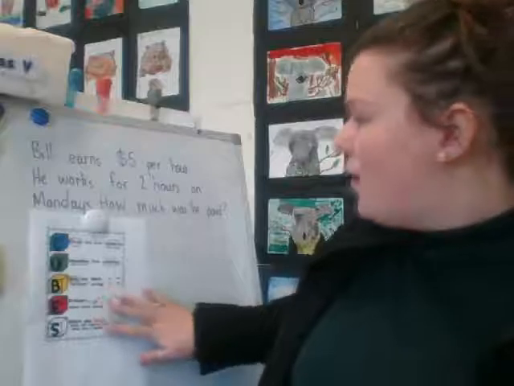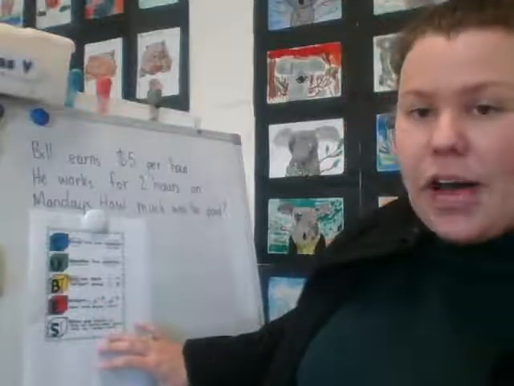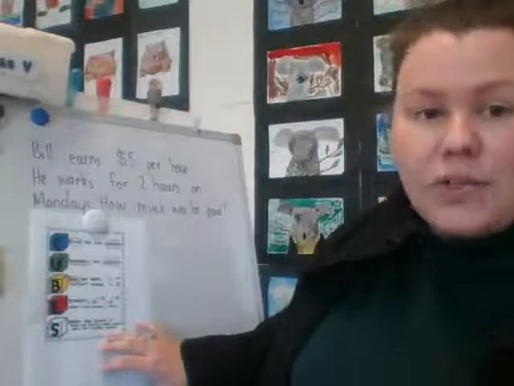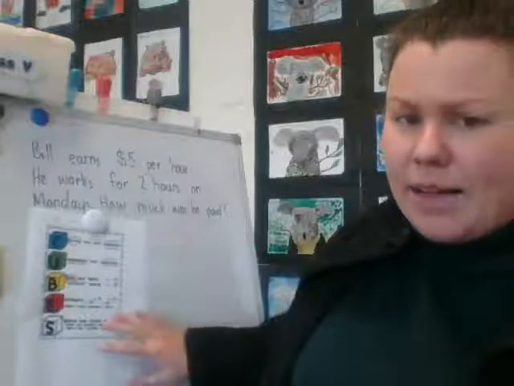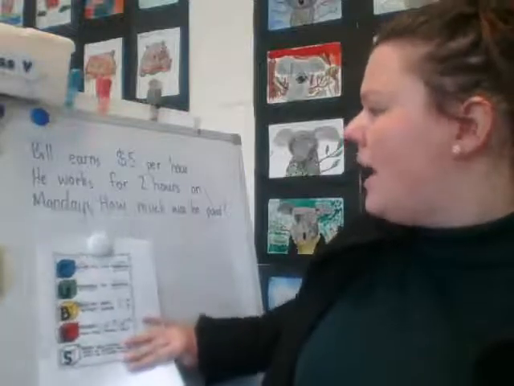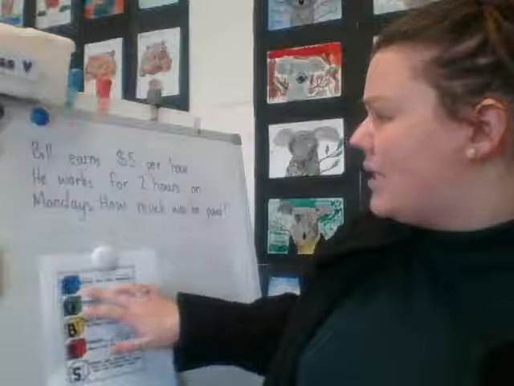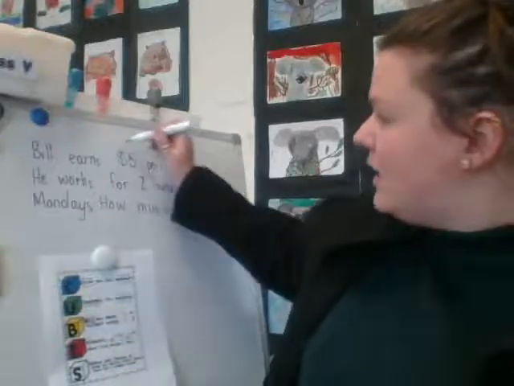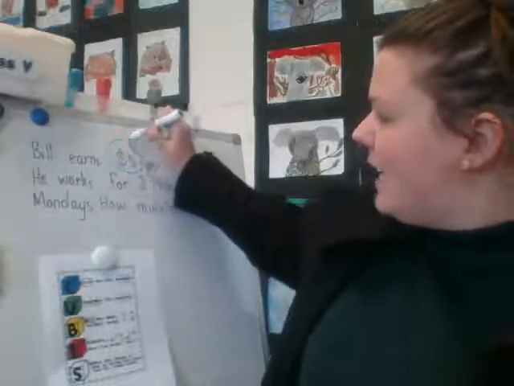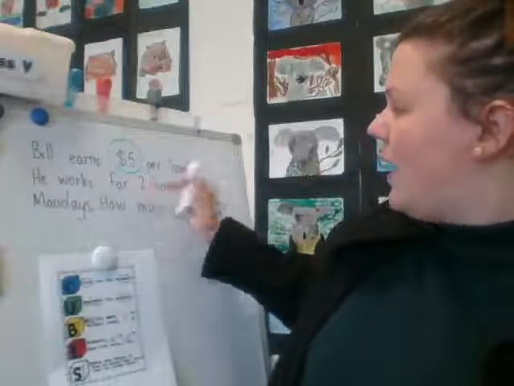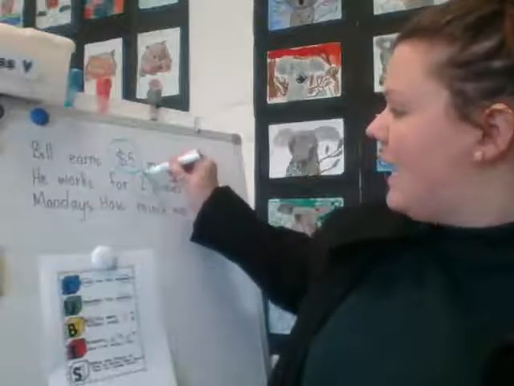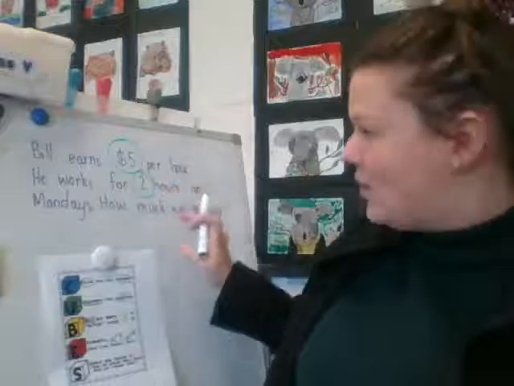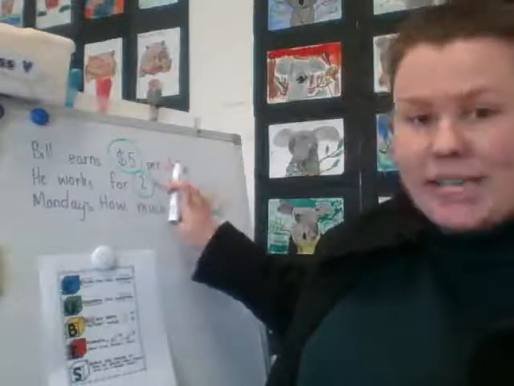So the worded question here is, Bill earns $5 per hour. He works for 2 hours on Mondays. How much was he paid? So I'm looking for those key numbers and circle them, and the $5 is a key number for me, standing out, and he works for 2 hours, and that's standing out to me as well. So my key numbers are circled.